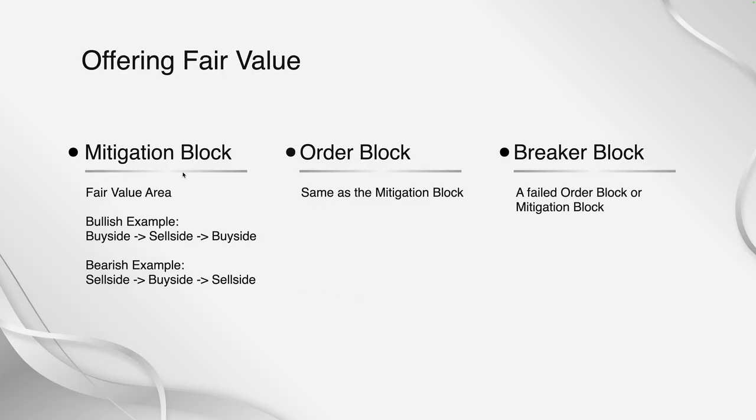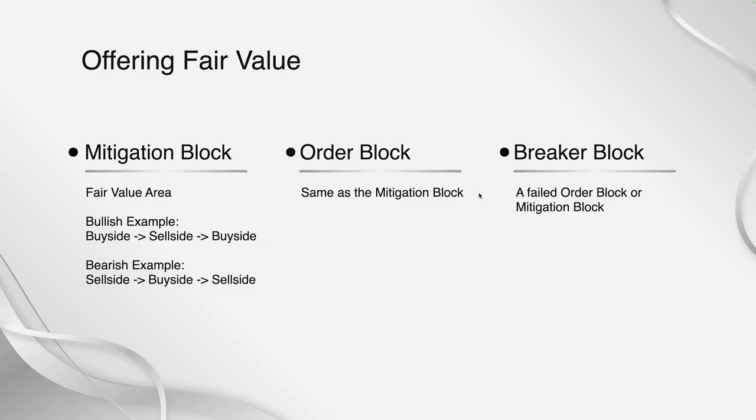So the mitigation block that we see right here is a fair value area. A bullish example of a fair value area would be buy side, sell side, and buy side. A bearish example, sell side, buy side, sell side. What that looks like, I'm going to show you in just a few moments on the chart as well. Then we have the order block, same as the mitigation block. An order block, and this is quite a funny thing, is essentially the exact same thing as a mitigation block. It's just viewed from a different time frame. What that looks like I'm also going to show you in a little bit.